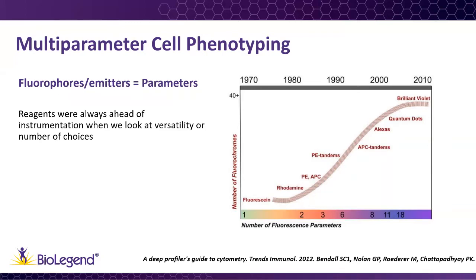Until very recently, I think it's fair to say that reagent availability was ahead of instrumentation. You can see in this graph that even just 10 years ago, the average number of fluorophores available was exceeding the average number of detection channels used in flow cytometry.